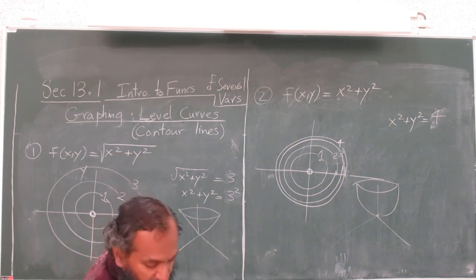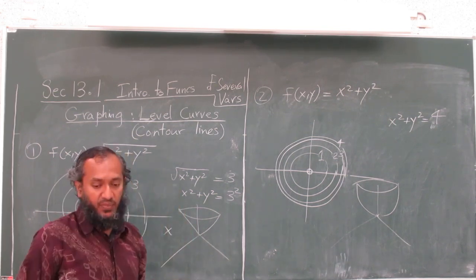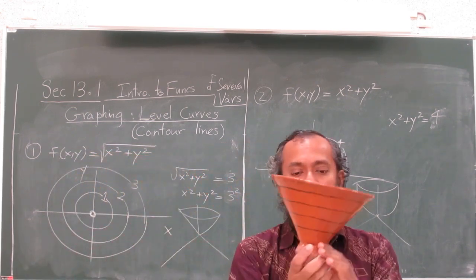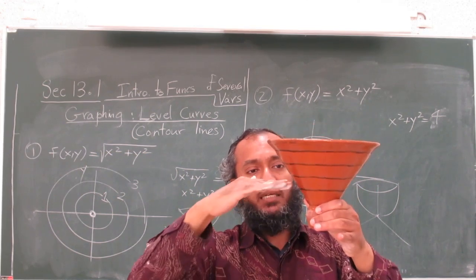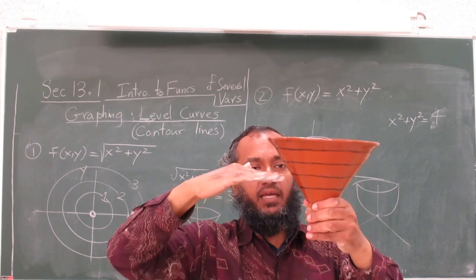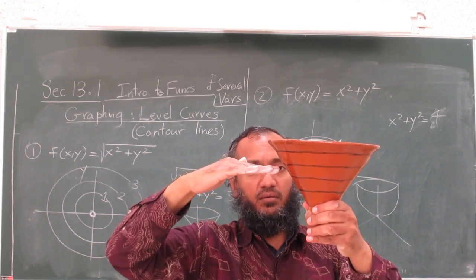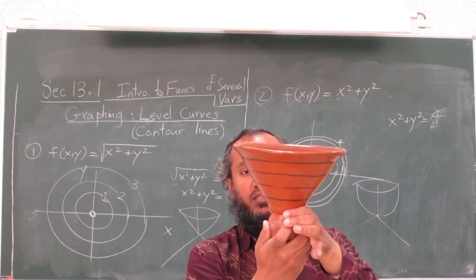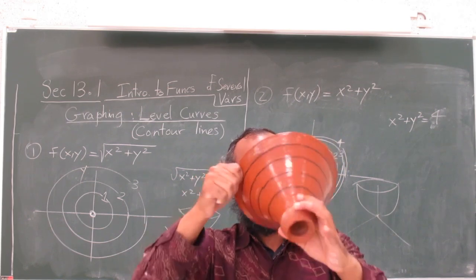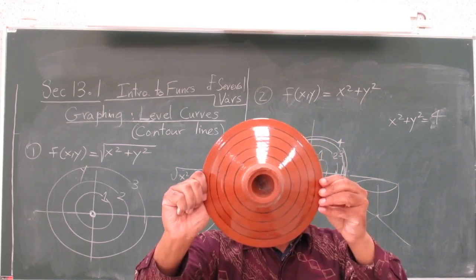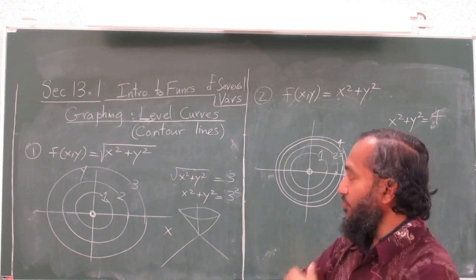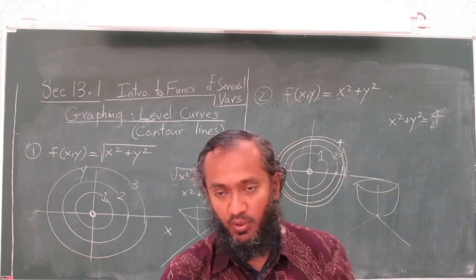I'm going to demonstrate this to you physically. Look here at the cone. This is the cone. What I've done is cut it at equal heights. I took this height and went up by equal intervals, and I drew those circles. So you see those are your circles. And if you see it this way, you see that they are equally spaced. It looks like a contour map for the cone example.